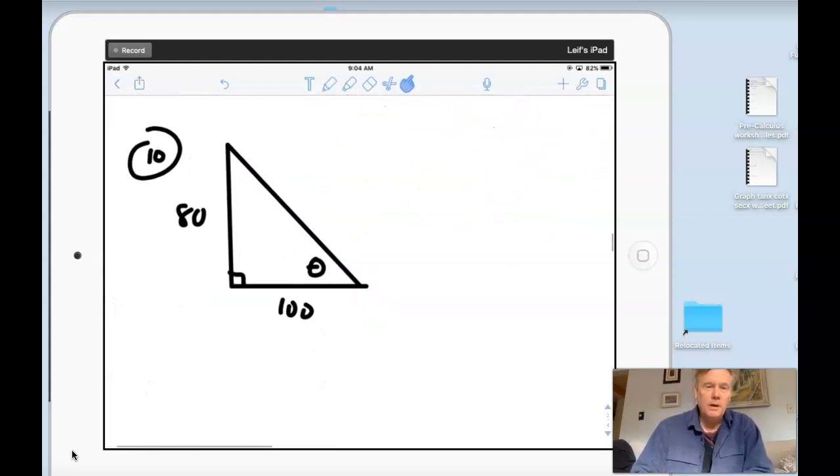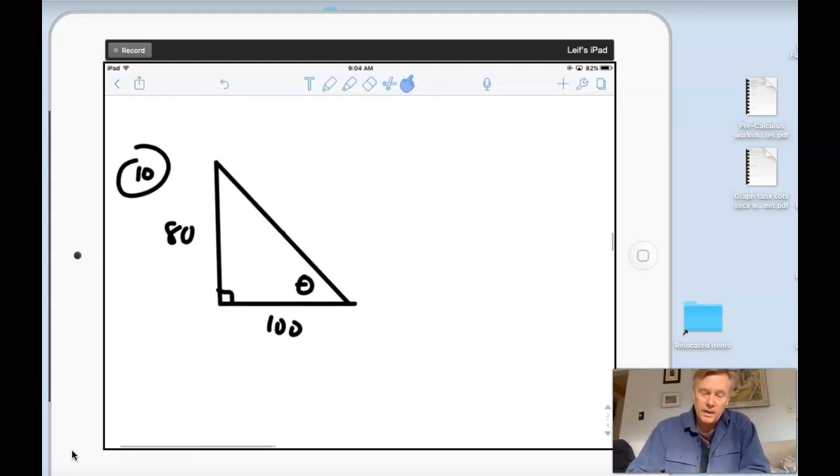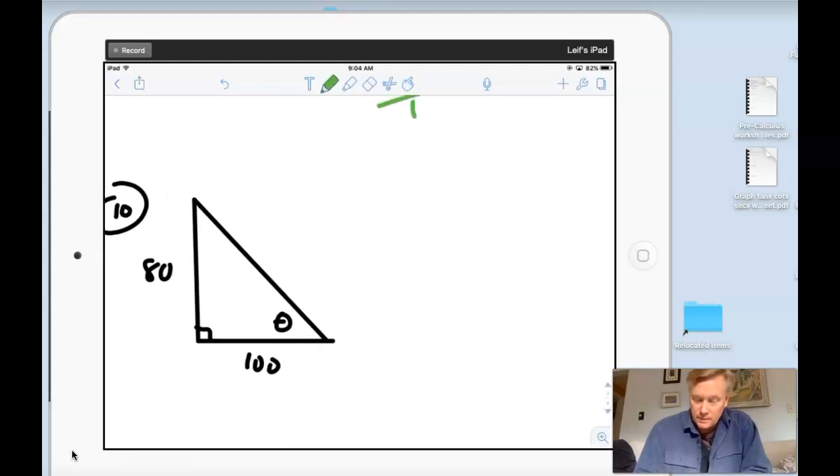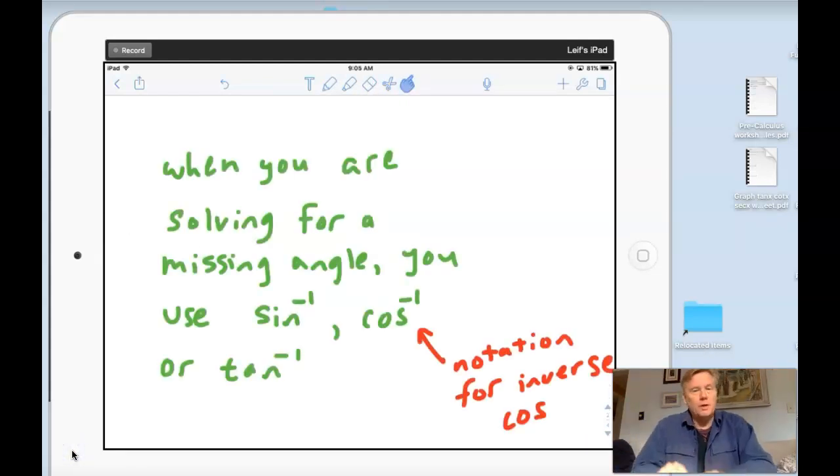Number 10. All right, a little different. This time I'm looking for the angle, okay? When you're looking for the angle, you're always going to end up doing inverse sine, inverse cosine, or inverse tangent. Let me write that down for you guys here. So when you're solving for a missing angle, you use the inverse sine, inverse cosine, or inverse tangent, which should be on your calculator, and usually it's the other function.